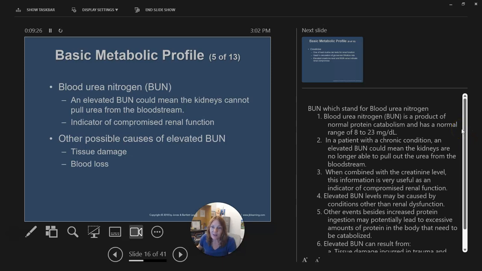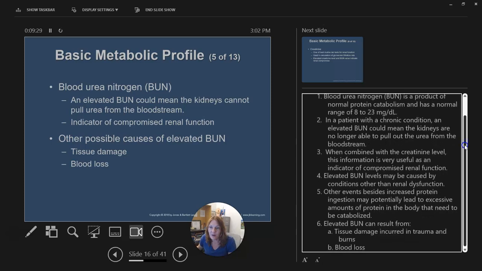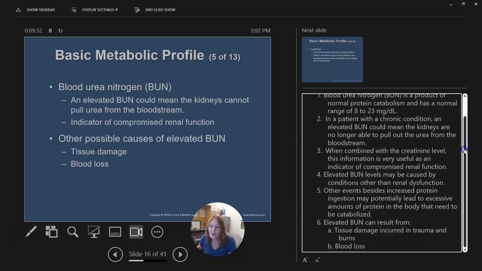In a patient with a chronic condition, an elevated BUN could mean the kidneys are no longer able to pull out the urea from the bloodstream. When combined with a creatinine level, this information is incredibly useful as an indicator of compromised renal function.